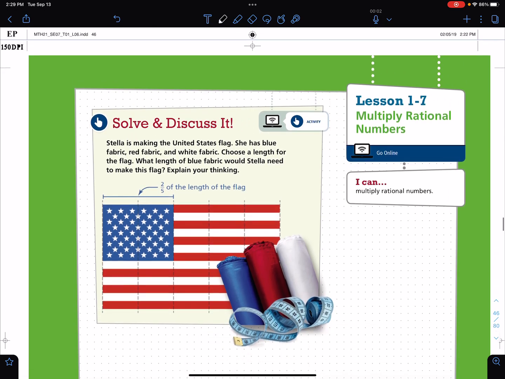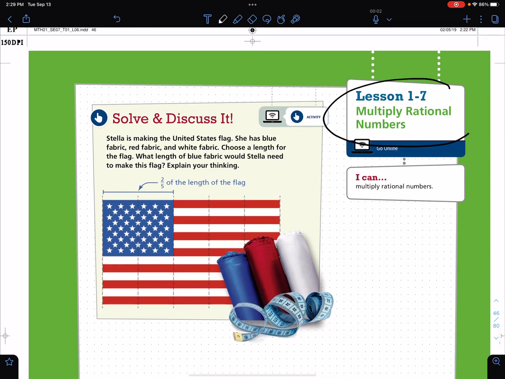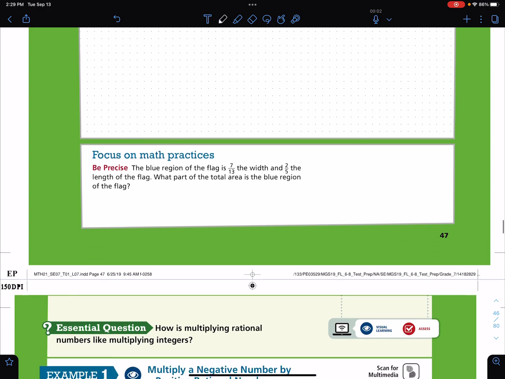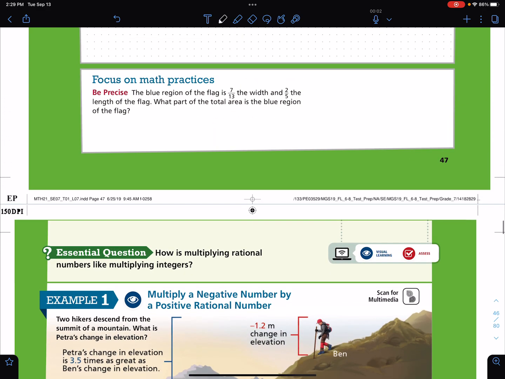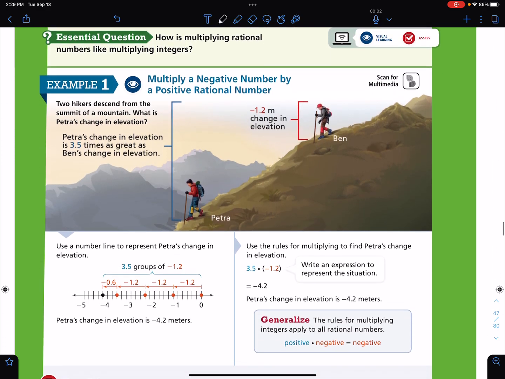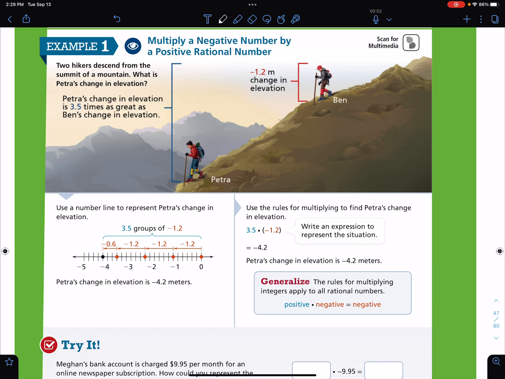We may have already done this part, but we are working on multiplying rational numbers, and that just means we're multiplying decimals and fractions. We are supposed to assume by now that you know how to multiply rational numbers. So on our online book, there are some videos you can watch that do some examples of this.